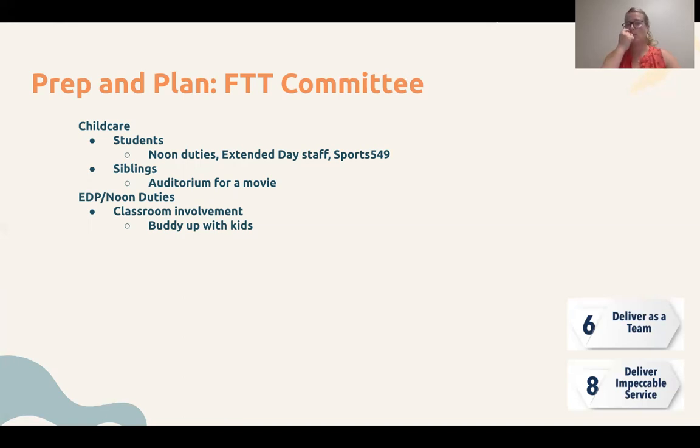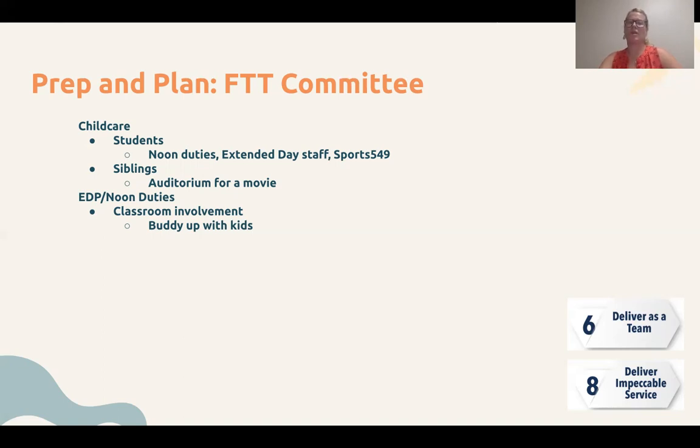And then also the students, for the data piece of the family teacher teams, as well as the goal setting and the home activity, the students are not in the classroom. So we use noon duties, extended day staff, and Sports 549, our vendor, to take the students out of the classroom for that piece of the family teacher team. So that's definitely something you need to think about and plan for when prepping for family teacher teams.